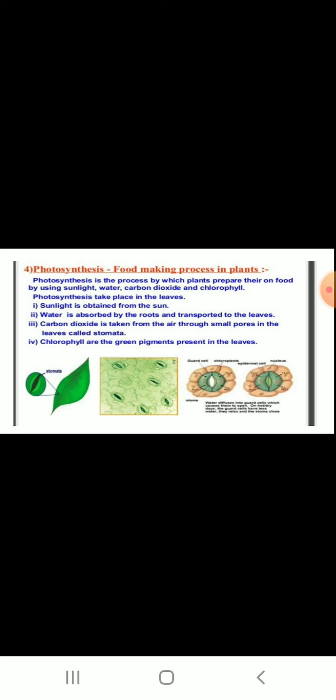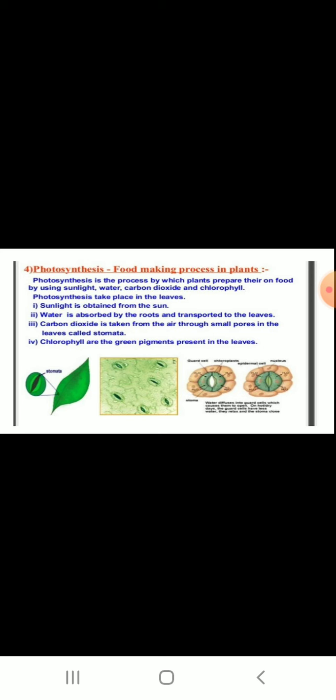So in the picture you can see very clearly. It is a microscopic diagram where you can see the stomata embedded in the cells of leaves. That is what? Stomata. Chlorophyll is a green color pigment present in the leaves. That is why leaves are green in color, and even in microscopic observation you can see the green pigment over there. The green pigment is due to the what?